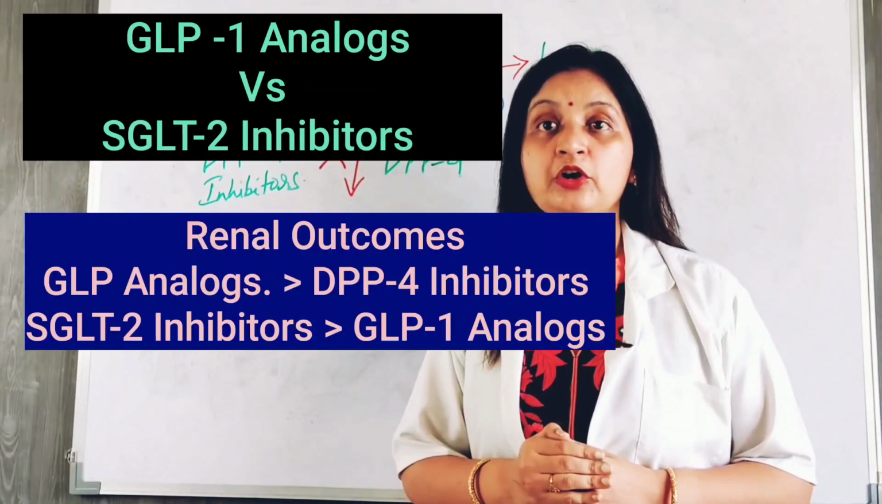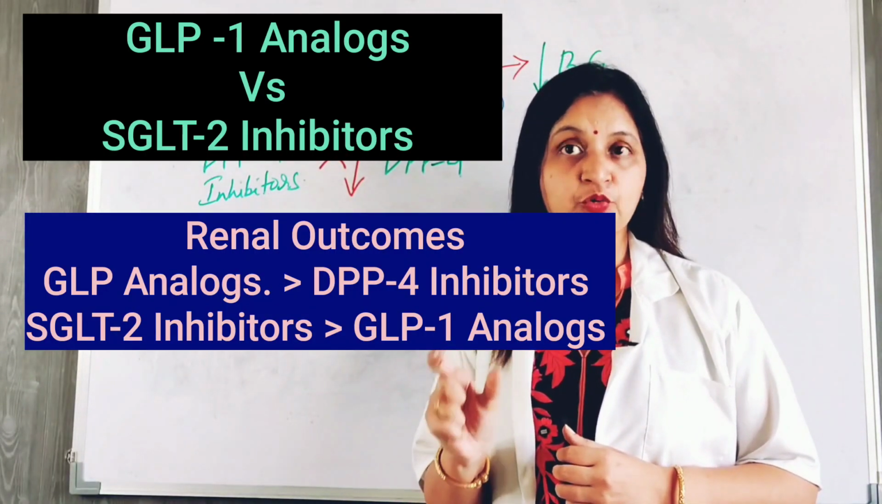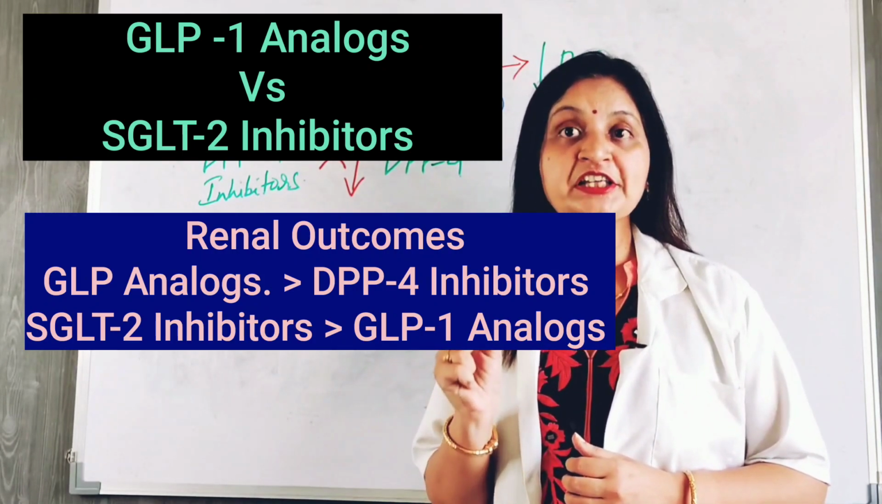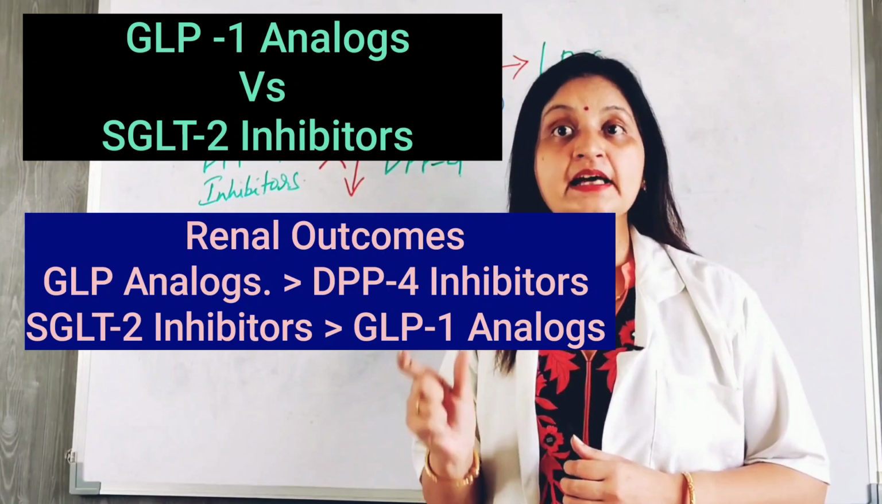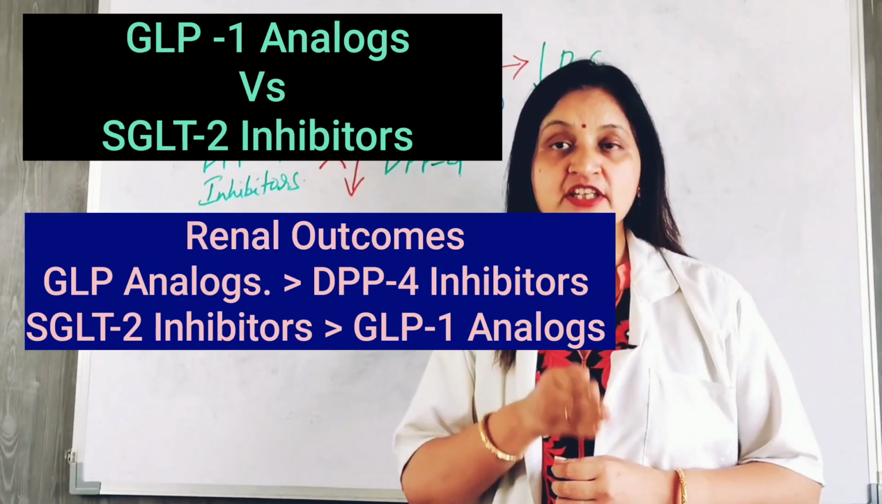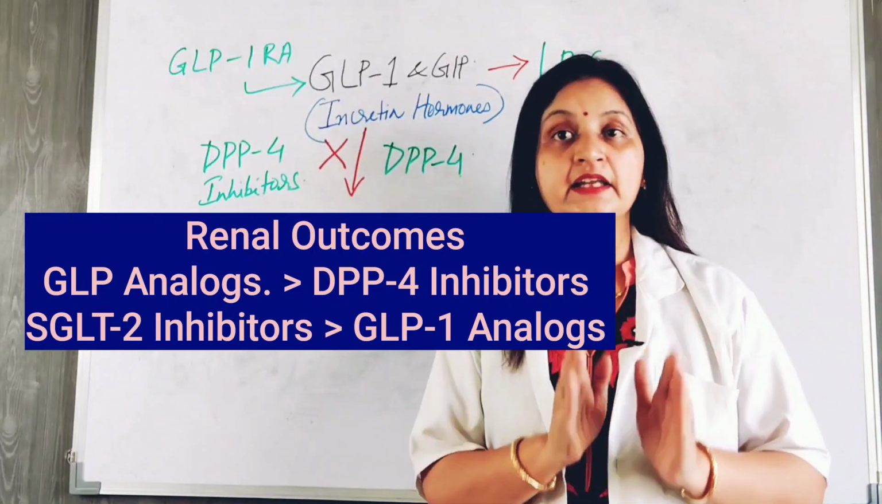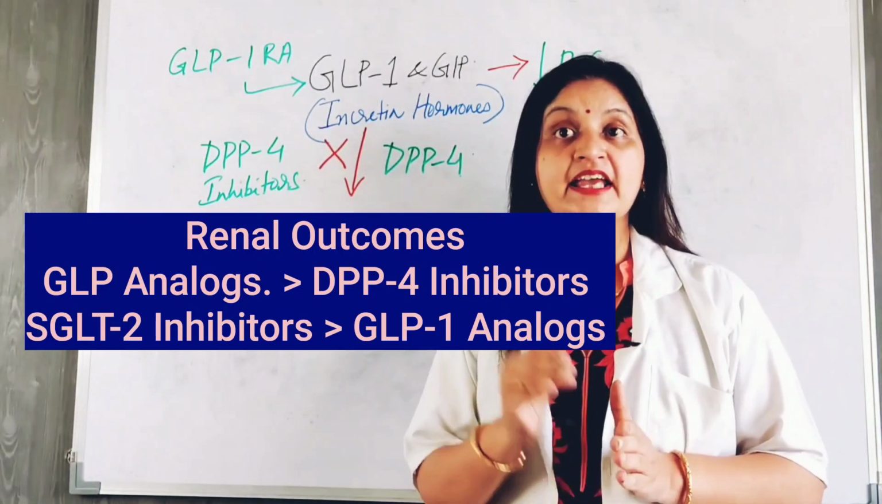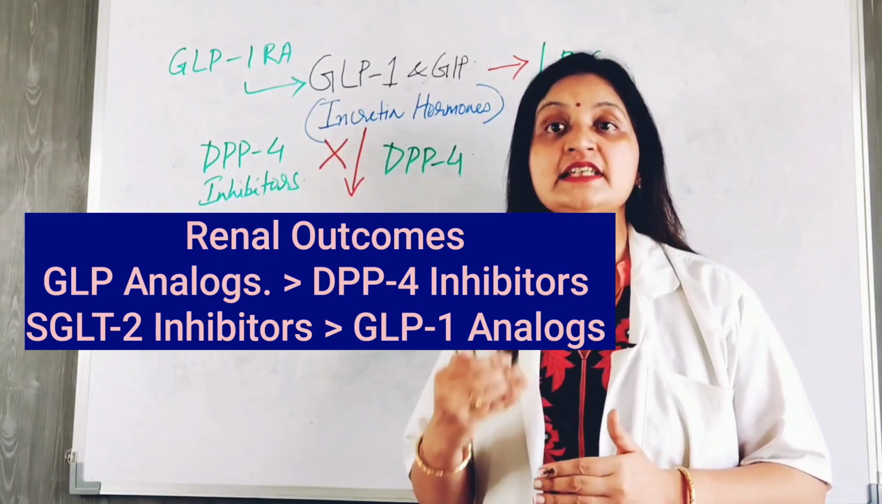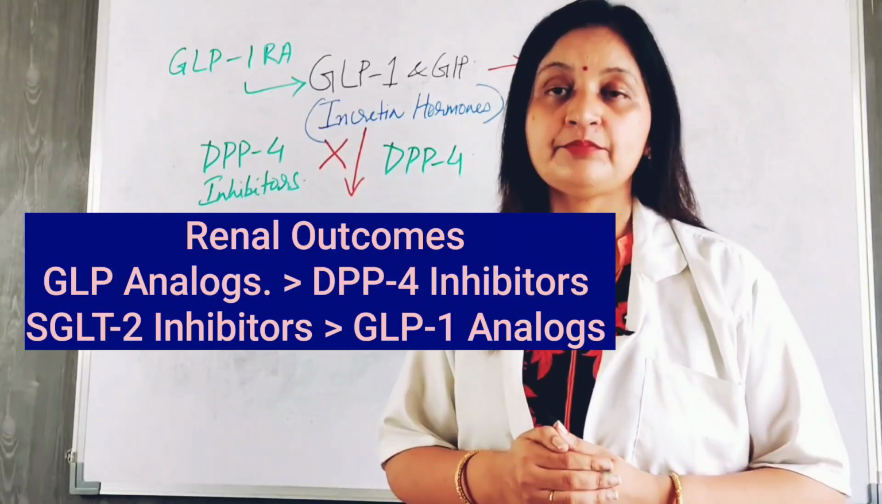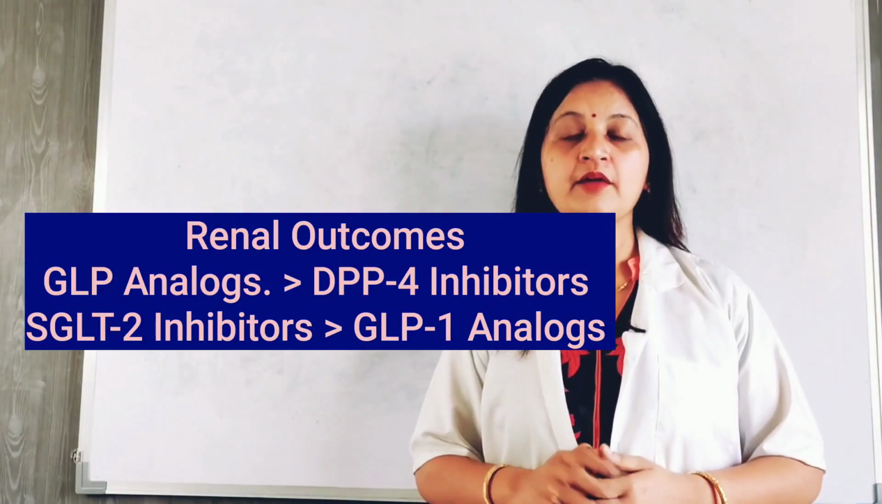When GLP-1 analogs are compared to SGLT2 inhibitors, which is a newer anti-diabetic drug class, the SGLT2 inhibitors have better renal outcomes compared to GLP-1 analogs. So GLP-1 analogs are better than DPP-4 inhibitors, but SGLT2 inhibitors have still greater beneficial effect on the kidney compared to GLP-1 receptor agonists. So now we come to the fifth benefit of GLP-1 analogs.